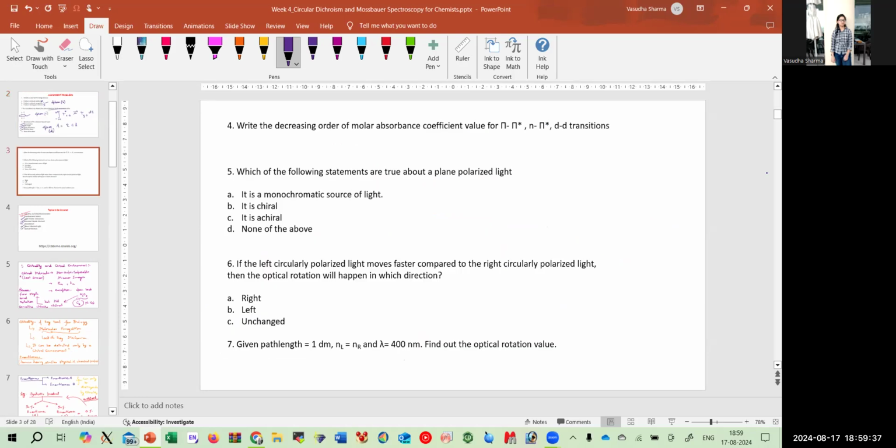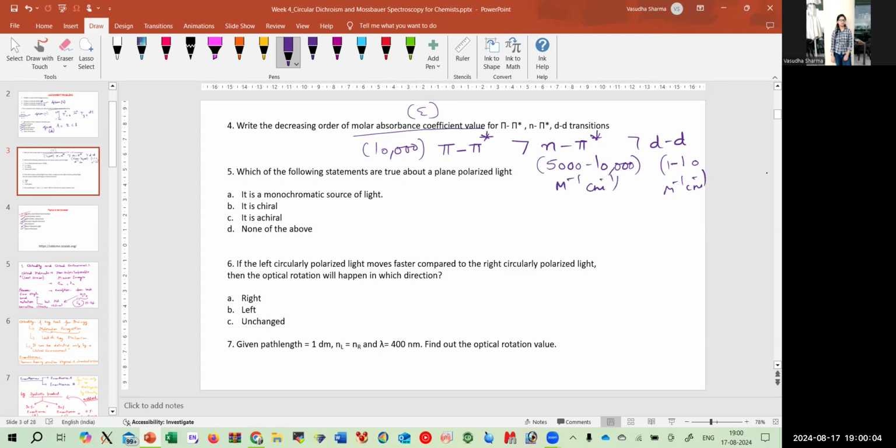Next, the decreasing order of molar absorption coefficient epsilon for these transitions. We have already discussed this. So pi to pi star is greater than n to pi star, followed by d-d transition. We know the values: it is around 10,000, then around 5,000 to 10,000, and this is 1 to 10 molar inverse centimeter inverse. Values are not that important, but if there is a question, you should be able to answer it.